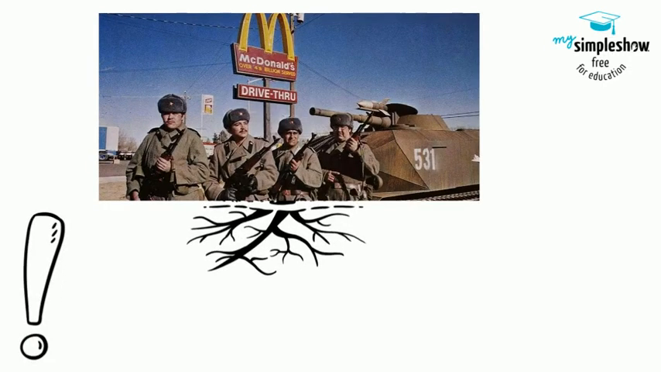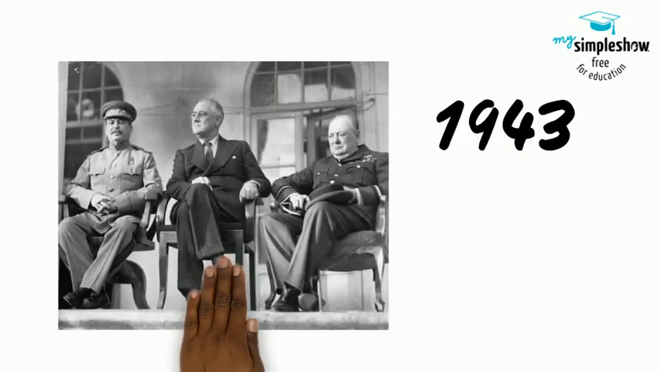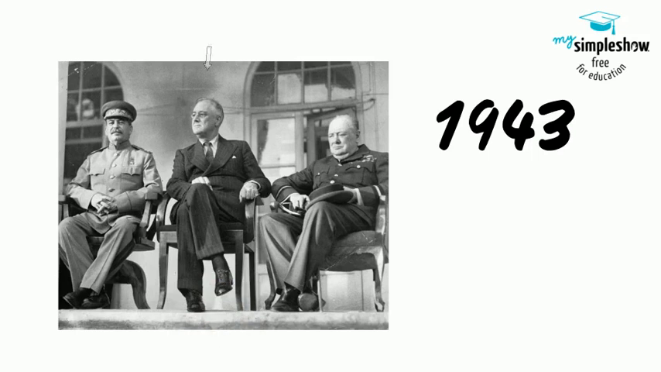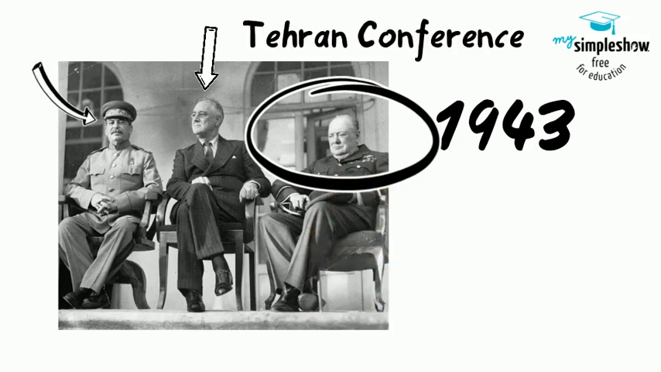We explain the roots of the Cold War. By the middle of World War II, it had become clear that the tide was turning in favor of the Allies. Through a series of meetings between FDR, Churchill, and Stalin, the future plans for the post-war world began to take shape.